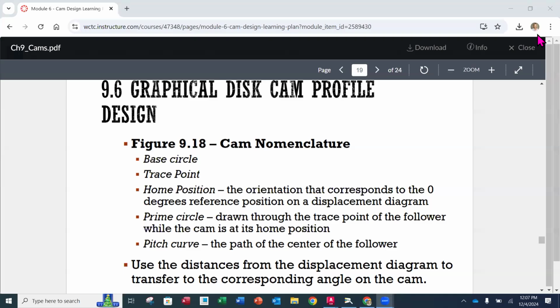Okay, so we're going to continue on in our PowerPoint, and we're going to start here on slide number 19 of 24. So, graphical disk cam profile.